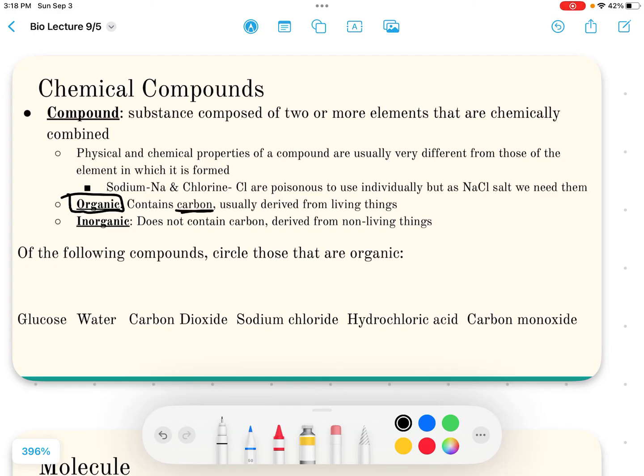So if anything is going to be considered living, it needs to have carbon in it. If it is inorganic, it does not contain carbon. So those are your non-living things. So down below, we have several different compounds, and we have to decide which ones are organic and non-organic.